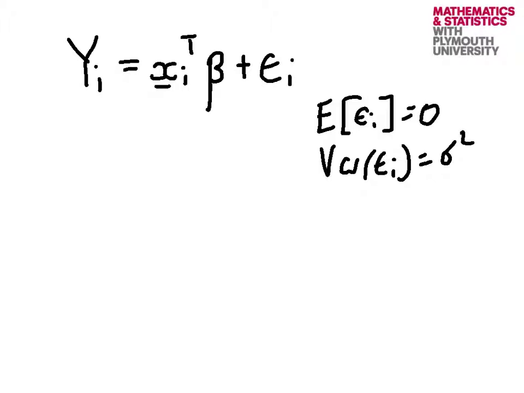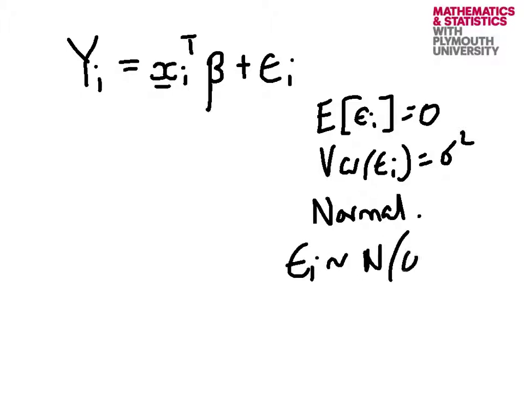If we add one further assumption, that they are normally distributed, so epsilon i is normally distributed, mean zero, constant variance sigma squared, we can then use this to perform maximum likelihood inference on this model. Now, before we look at what the maximum likelihood estimator will be for beta, let's look at some of the notation that we could develop for this model.